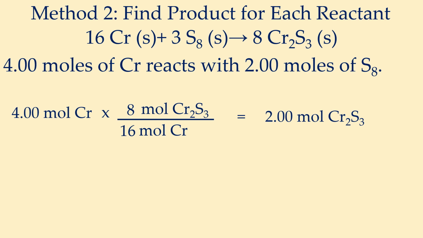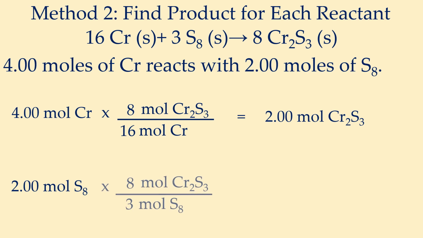Then I can do the same for the other reactant. I'll start with 2.00 moles of S8 and convert using the mole ratios from the balanced equation to find 5.33 moles of chromium-3 sulfide can be produced from 2.00 moles of sulfur, assuming a 100% yield.